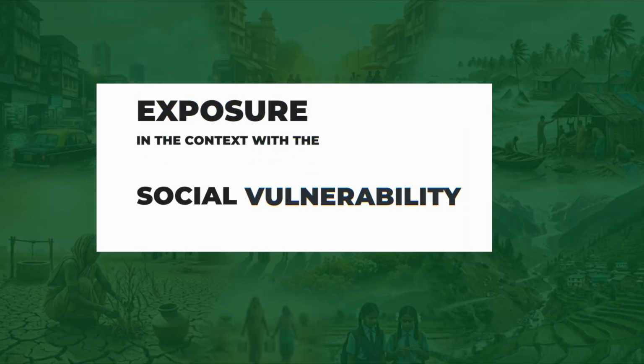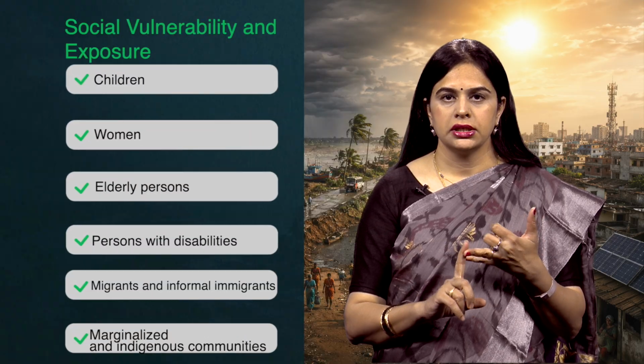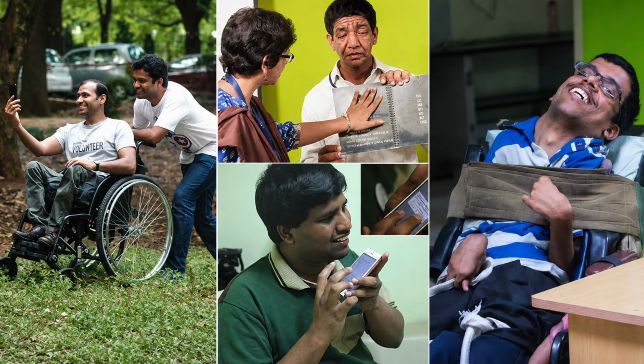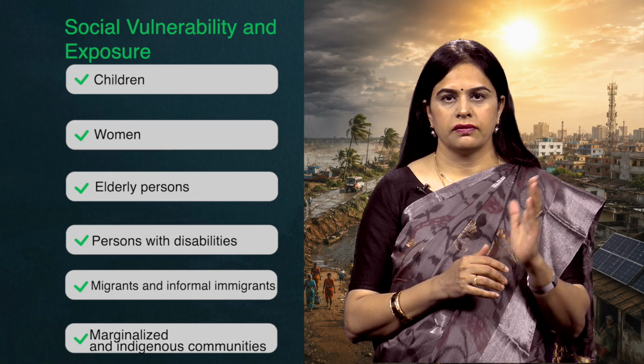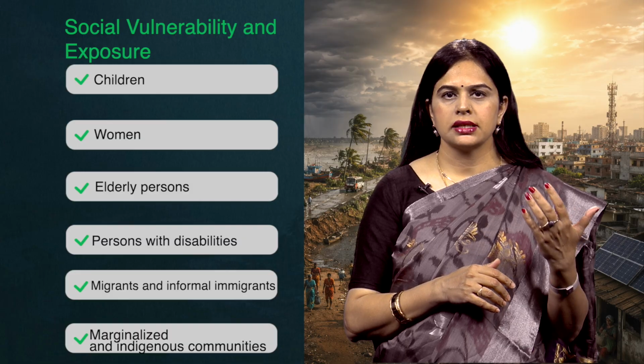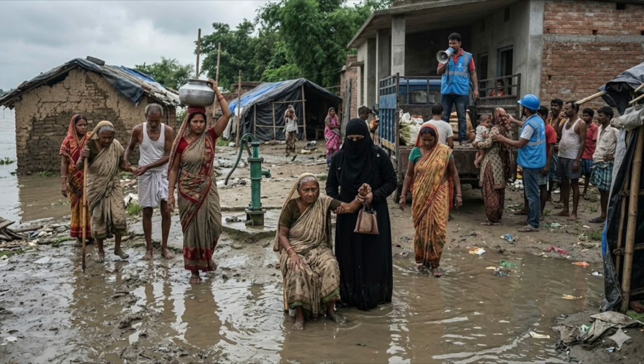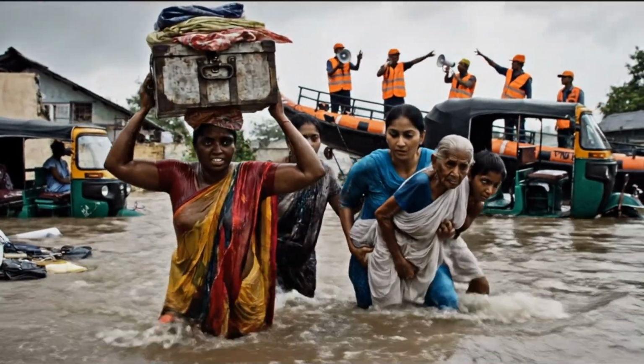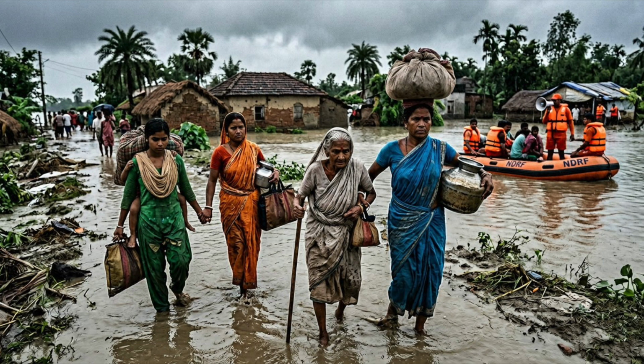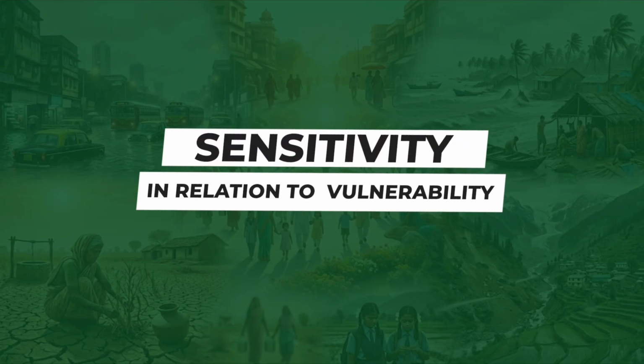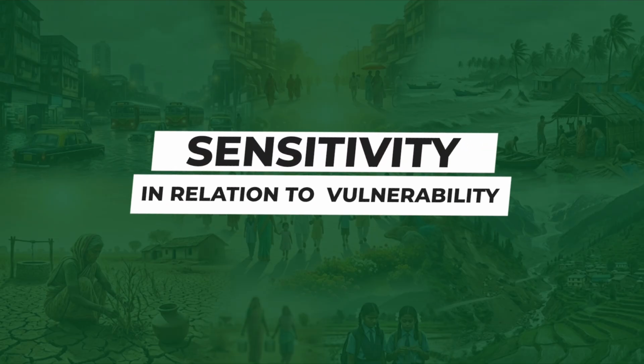Now, let me explain to you the concept of exposure in the context of social vulnerability. Some social groups are exposed more as a result of their work and living conditions, and they include children, women, elderly people, persons with disabilities, migrants and informal immigrants, and marginalized and indigenous communities. An example is women, who are usually more exposed due to caregiving duties, lack of mobility as well as access to information.